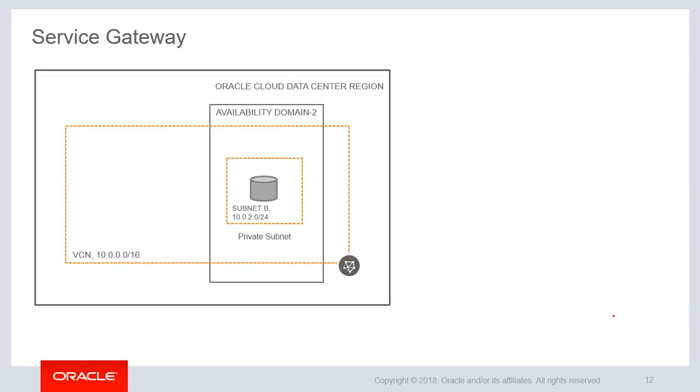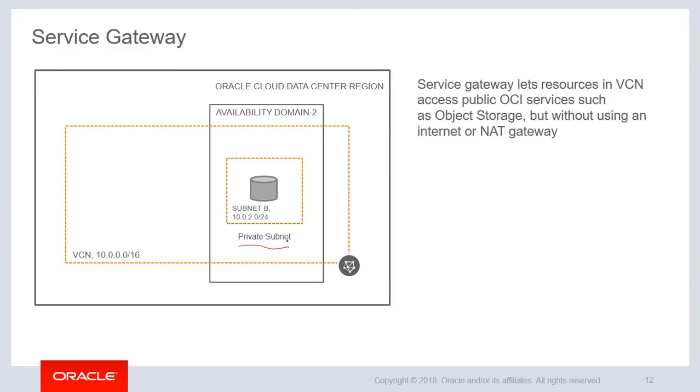If we continue with the previous example, let's say we still have a private subnet and we have a database here. Earlier we had a compute instance. Let's say we have a database here, but we want it to access specific public OCI services such as object storage. As we will discuss in the future courses, object storage has a public endpoint.